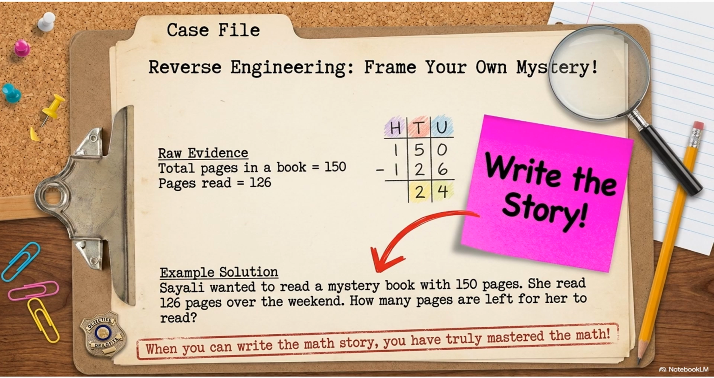Okay, let's look at these pages wherein there's raw evidence. The total pages in the book were 150 and the pages read were 126. So Siley wanted to read a mystery book with 150 pages. She read 126 pages. How many pages are left for her to read? So 0 minus 6 again not possible. So we are going to borrow from the tens. We're going to make this as 4 and this as 10. 10 minus 6 is 4 and 4 minus 2 is 2. So we are left with 24.